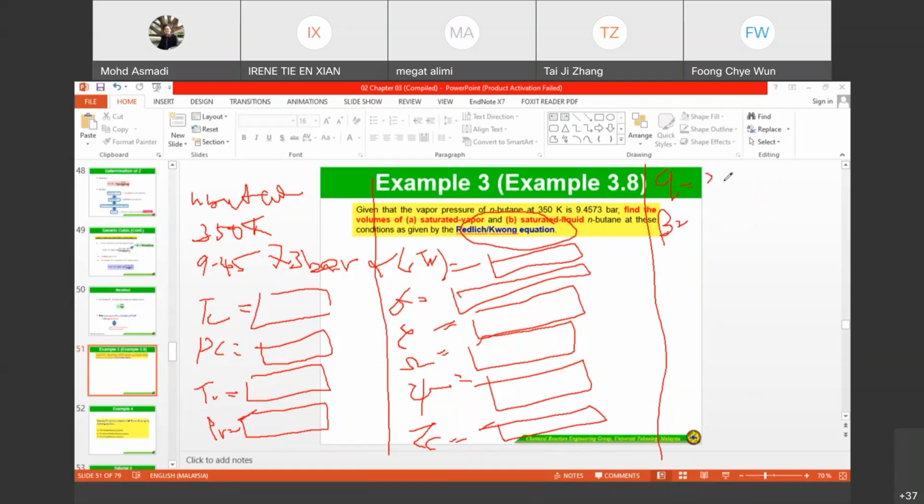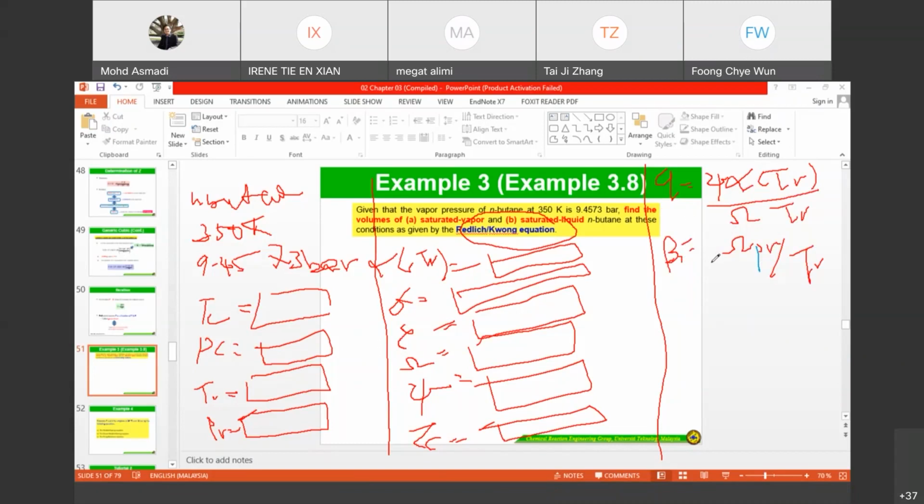Q is equal to PR divided by beta. And beta is equal to, I'll just bring it down. Go through. PR, TR. Okay, so please determine this one. Give me the value of Q and beta.